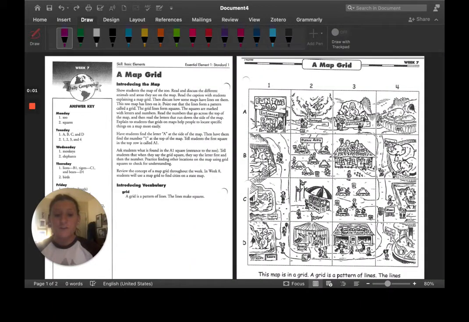All right, good morning, second grade students. Today for social studies, we are going to be looking at map grids.